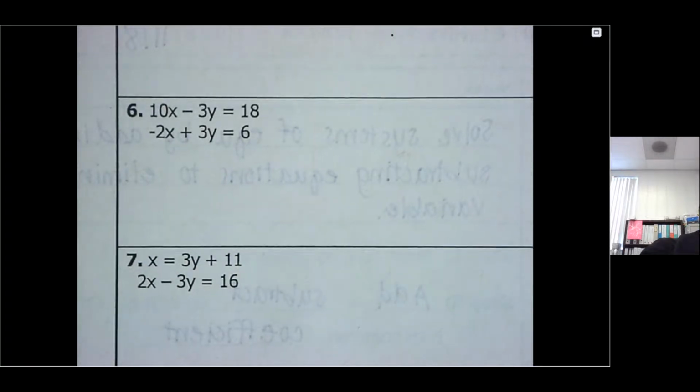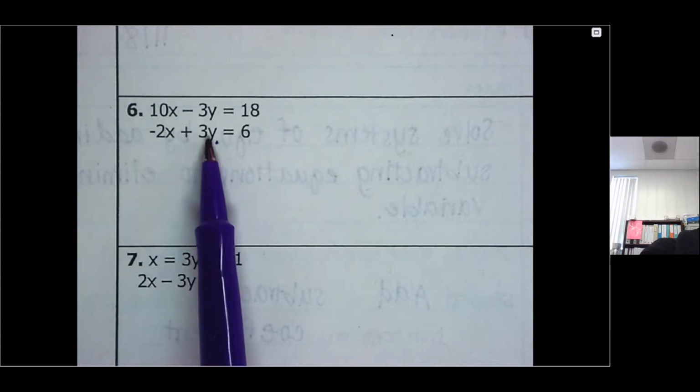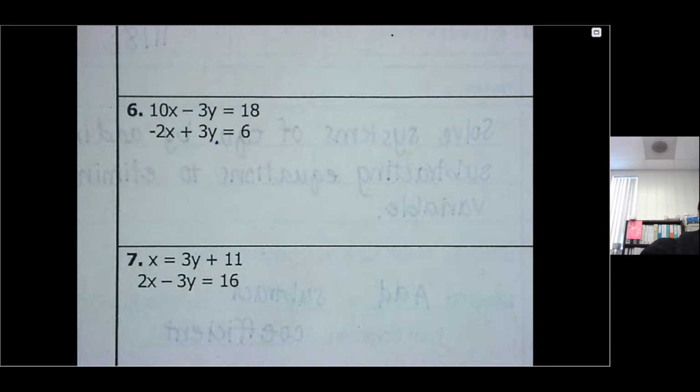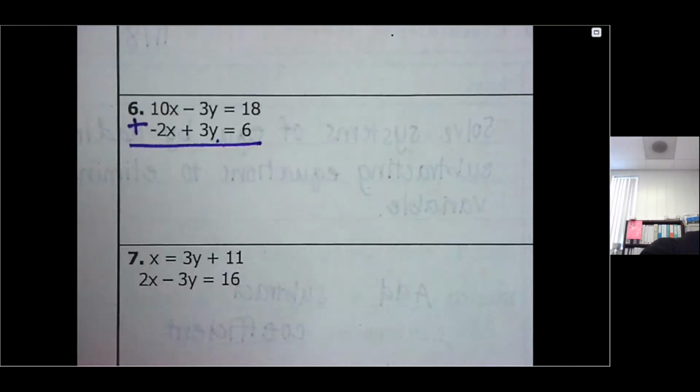Now, here's the issue. I've got -3y and +3y. What do I have to do? Add or subtract those two together to get rid of them? Yeah, I have to add them, right? -3y plus a +3y. So this time we are adding our equations together, so be careful.